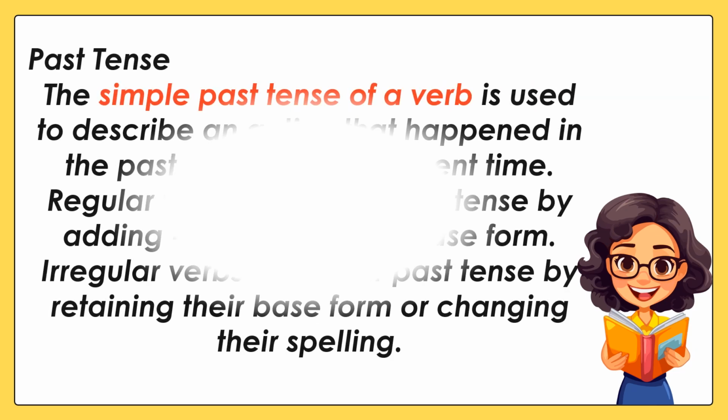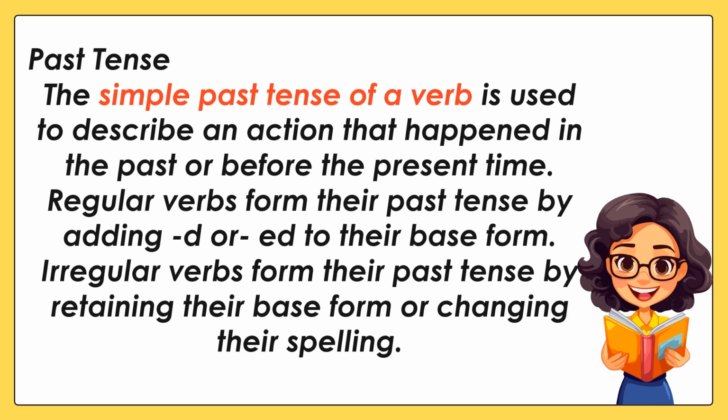Next, we have past tense. The simple past tense of a verb is used to describe an action that happened in the past or before the present time. Regular verbs form their past tense by adding d or ed to their base form. Irregular verbs form their past tense by retaining their base form or changing their spelling.